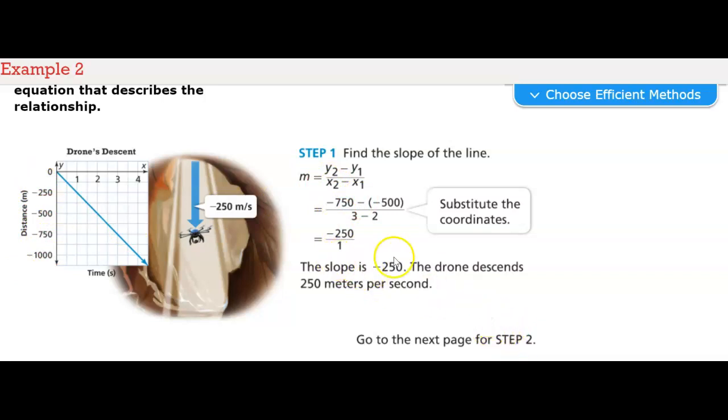So our slope here is negative 250 as the drone is descending, which means going down. So it's going down at 250 meters per second.